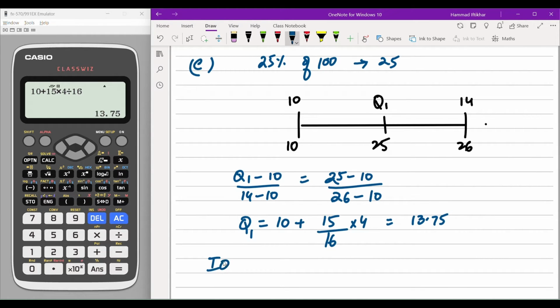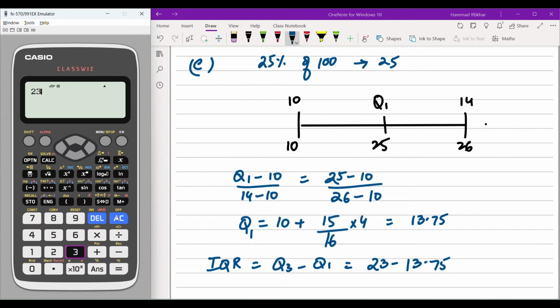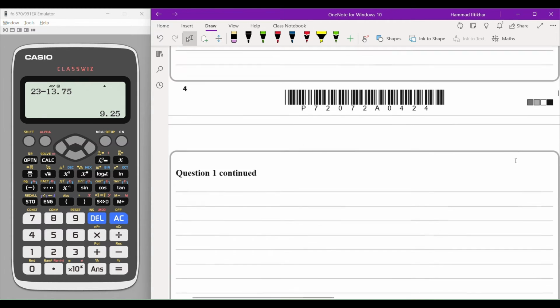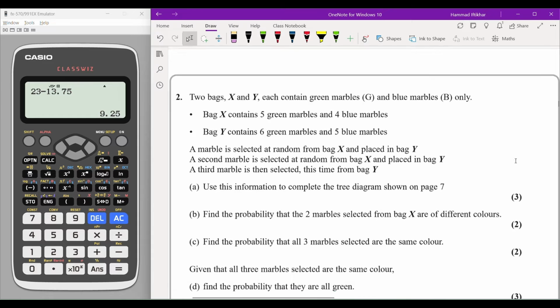The IQR, the interquartile range, is the difference between the upper quartile and the lower quartile. The upper quartile they gave us is 23, and the lower quartile we just figured out. So 23 minus 13.75 is 9.25. Straightforward. Moving on to the next question.